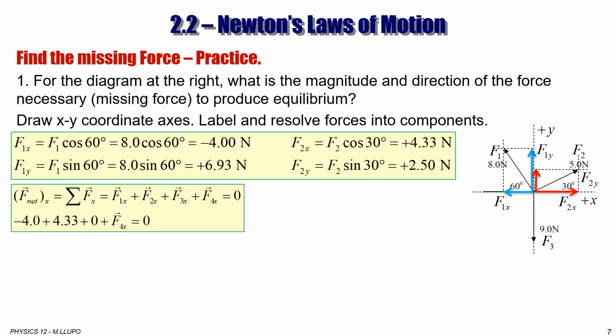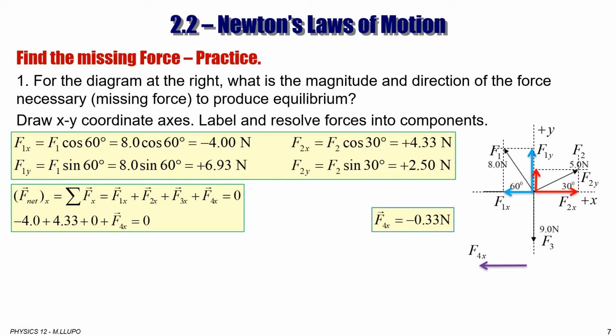Then we can add all x components together, sum of all forces on x is equal to 0. So F1x plus F2x plus F3x. F3x is 0 because it doesn't have a component on the x-axis, since it is on the y-axis. And F4x is unknown, so we can leave it as it is. And we can plug those numbers in with sign, with direction. It's very important, direction. Then we get F4x is equal to minus 0.33 Newton. And we label it and draw it.